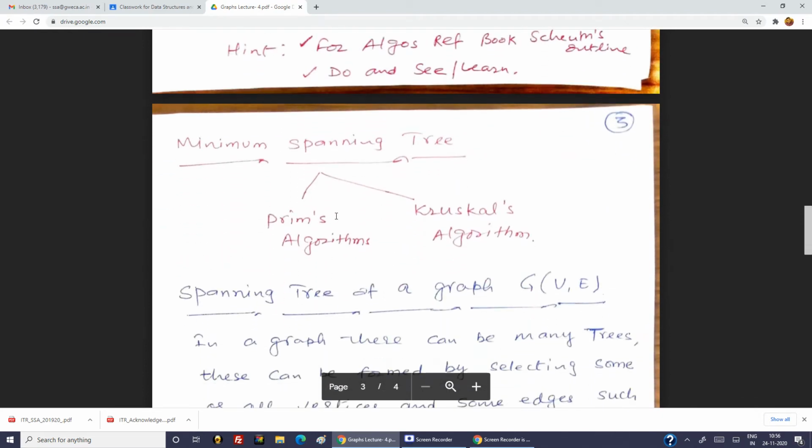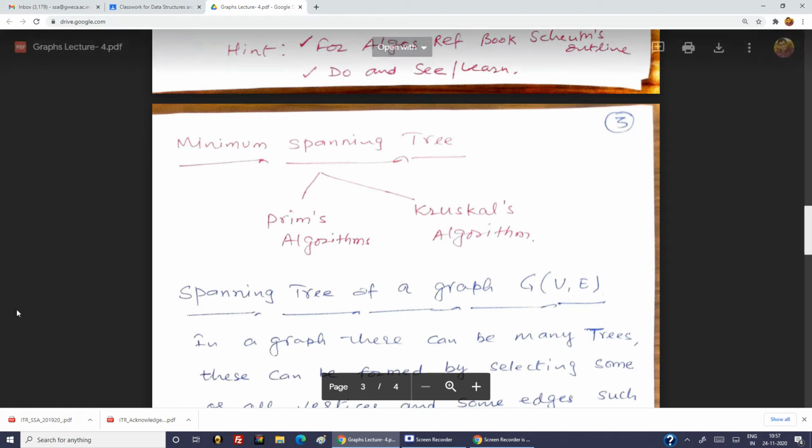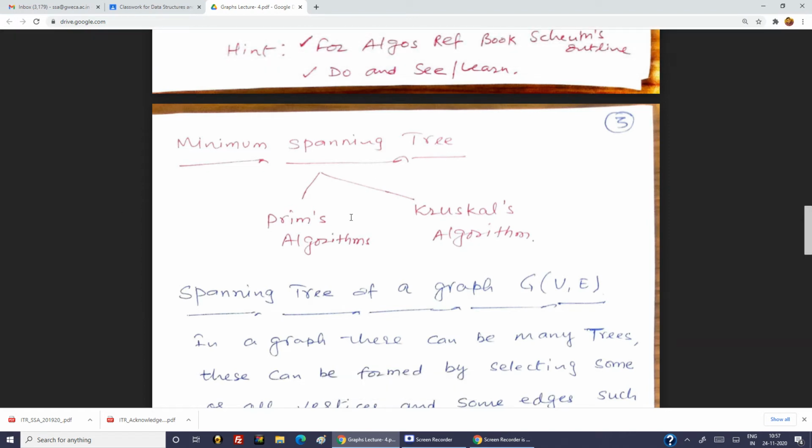So this is all about the traversal algorithms, BFS and DFS. Now we will discuss one new concept which is called minimum spanning tree of a given graph. So a graph is given and you are asked to find the minimum spanning tree of the graph.